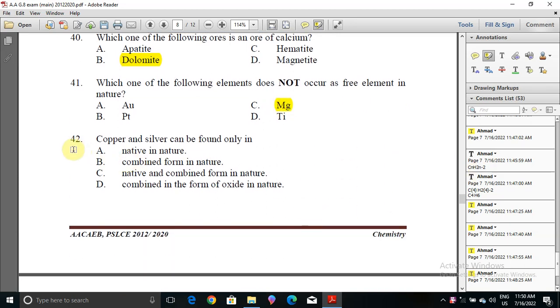Now in question number 42, copper and silver can be found only in what? Native in nature, combined form in nature, native and combined form in nature, or combined in the form of oxide in nature. The correct answer, it will be native in nature, because copper and silver can be found only native in nature. So the correct answer for question number 42, it will be choice A.